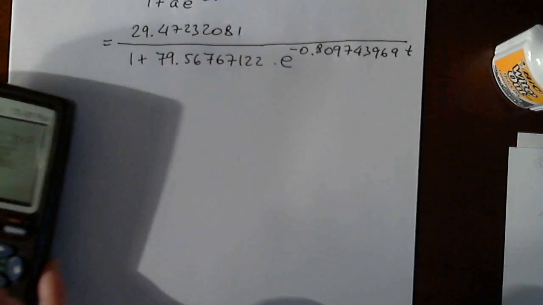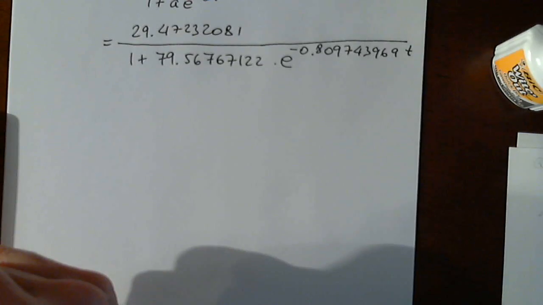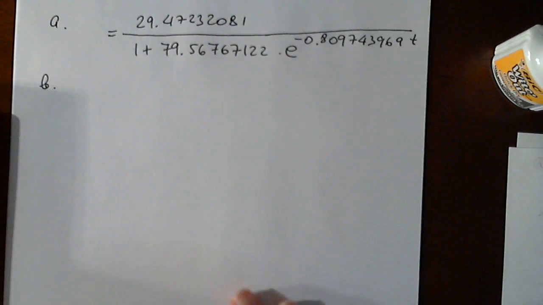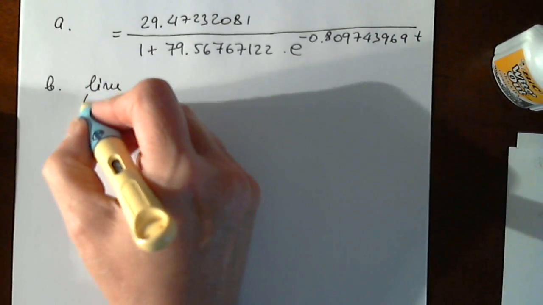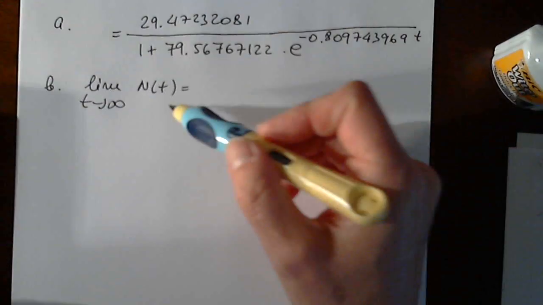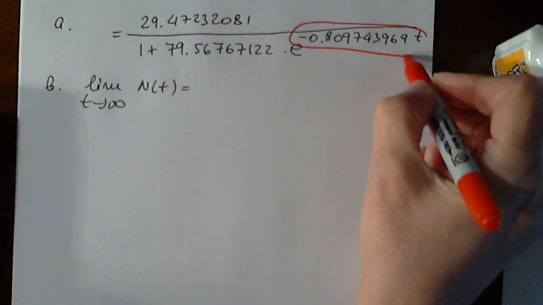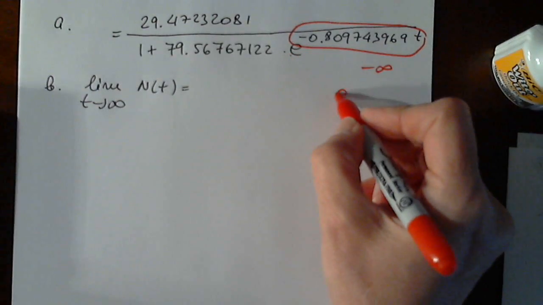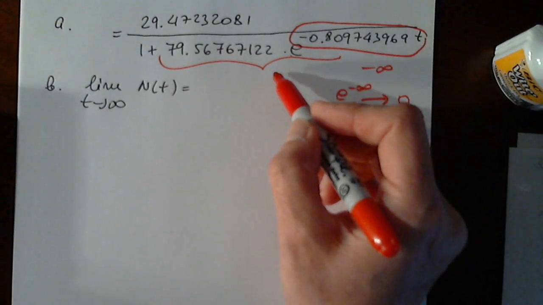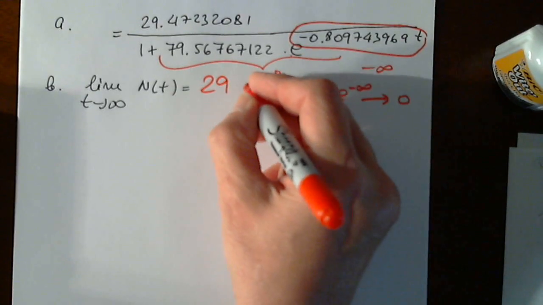Very good. In part B, estimate the limiting value of the function. At most, how many students will hear the rumor? Okay, so this was part A. In part B, limit as t approaches infinity of n of t. As t approaches infinity, this quantity will approach negative infinity, and e to negative infinity will approach 0. Therefore, this whole thing will be 0. 0 plus 1 is 1. So this is the limiting size. So this must be 29 students.